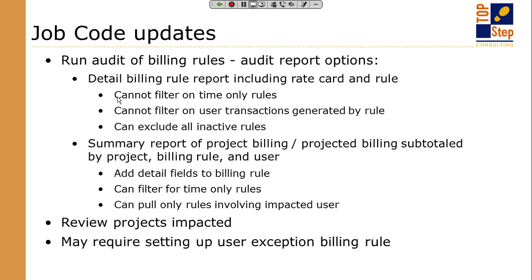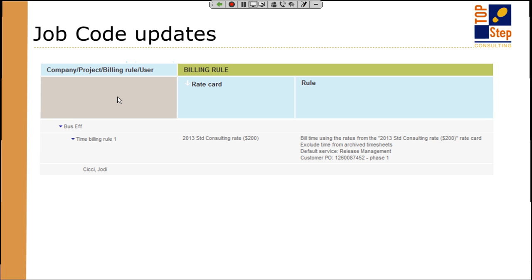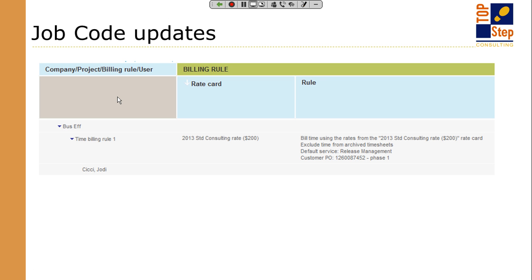Okay. Here's an example of the summary report that I was using as the example here. Basically I was running a company summary report by project, by billing rule, by user, and I pulled the detailed field for the billing rule of the rate card and the rule itself, which would tell me if I'm using a rate card or a job code or a service or a user, for example, to do the billing.